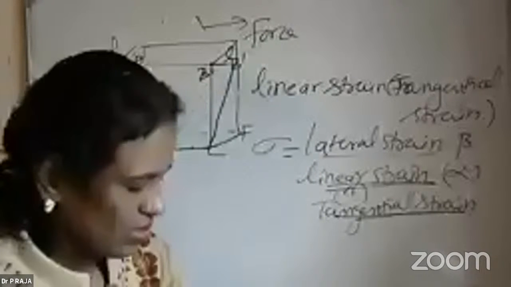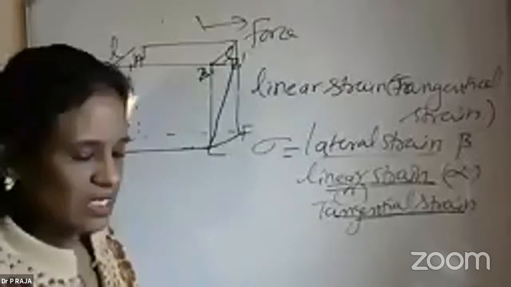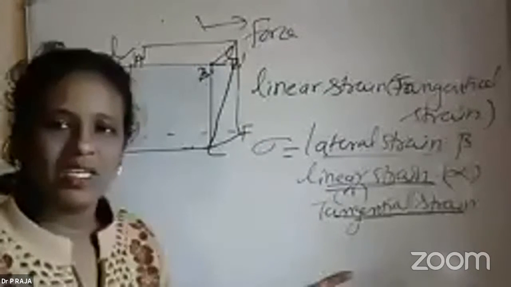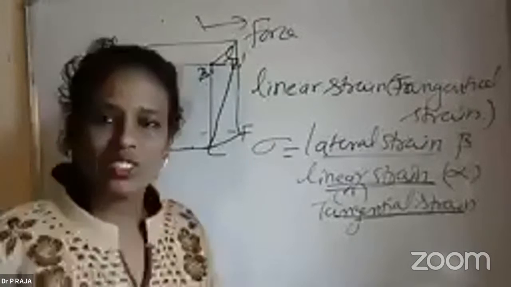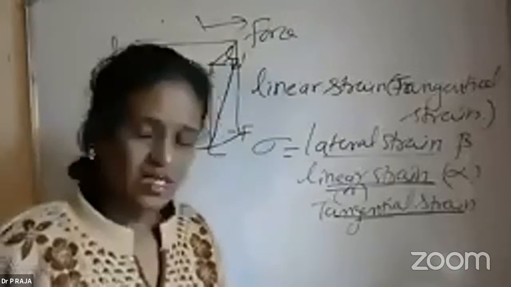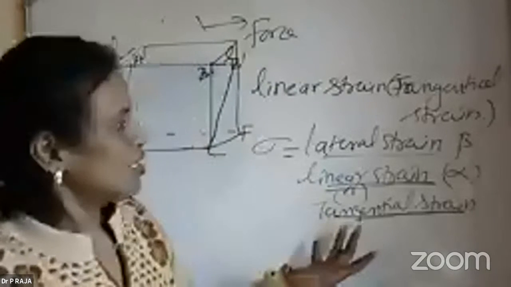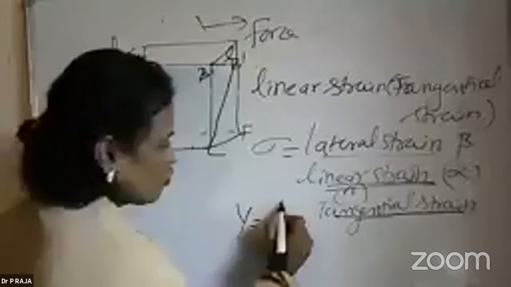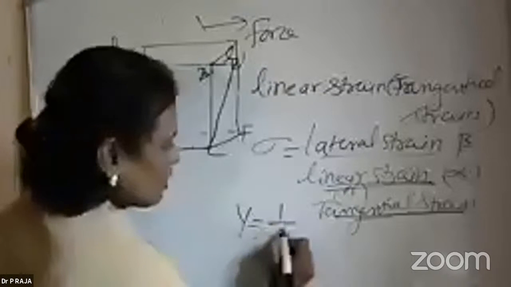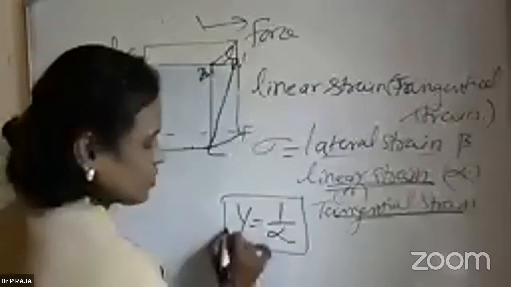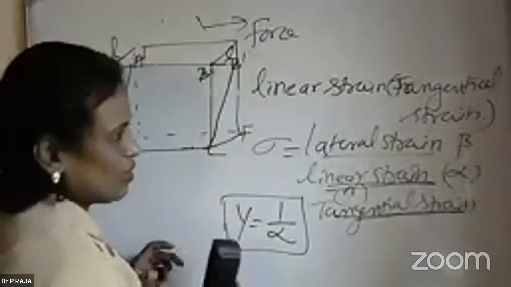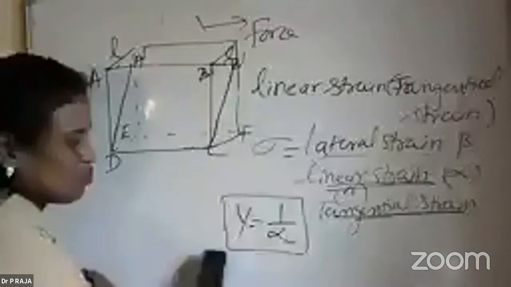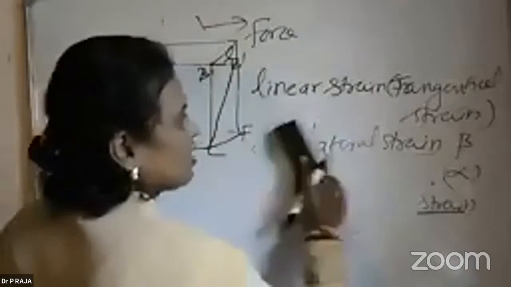That is the aim of this particular class. Our ultimate aim is to find the modulus of rigidity, then connect it with Young's modulus, and then with Poisson's ratio. You already know that Poisson's ratio is related by 1 by Y equal to 1 by alpha. This relation we derived already. This is strain, no? Change in length by original length, which is related to Poisson's ratio. So we will come back to this equation later on.